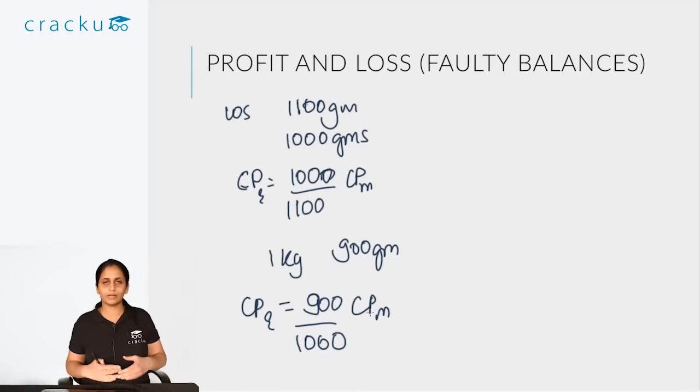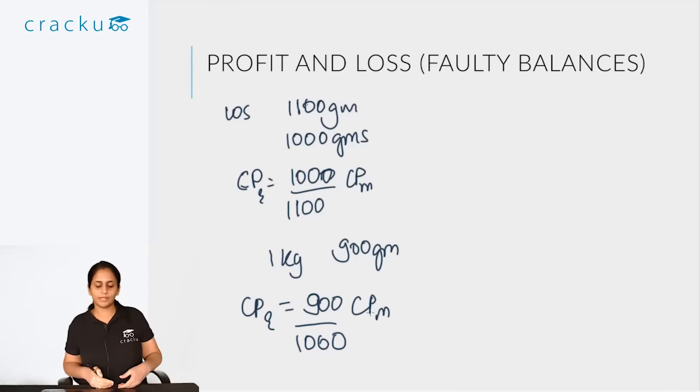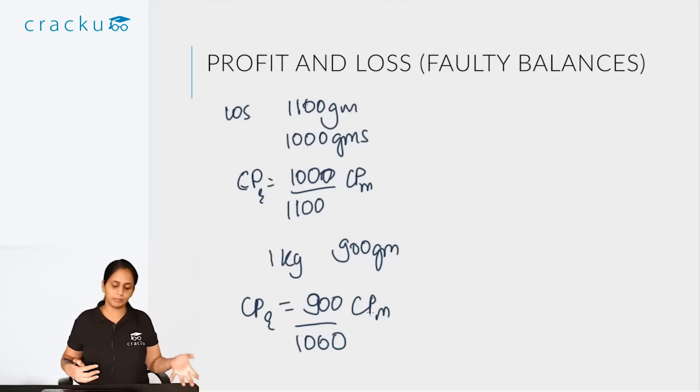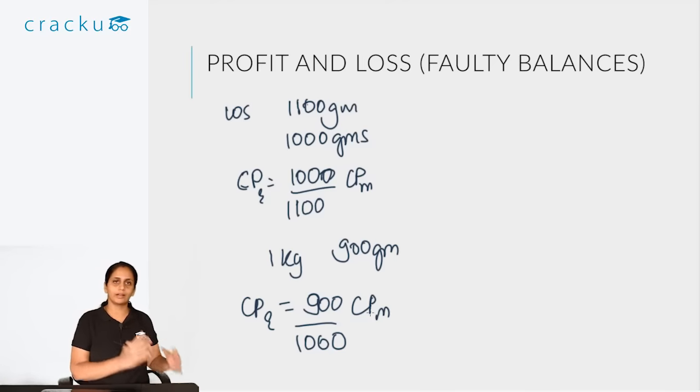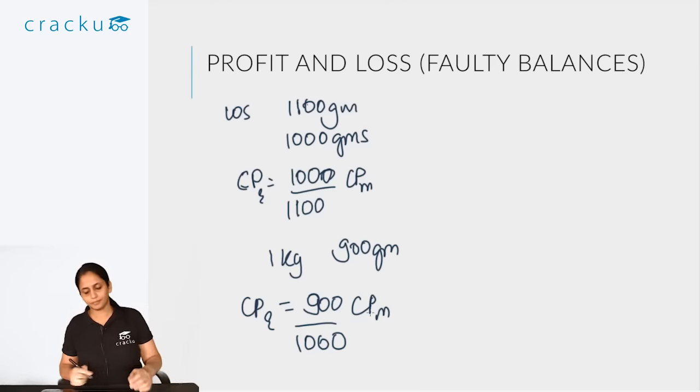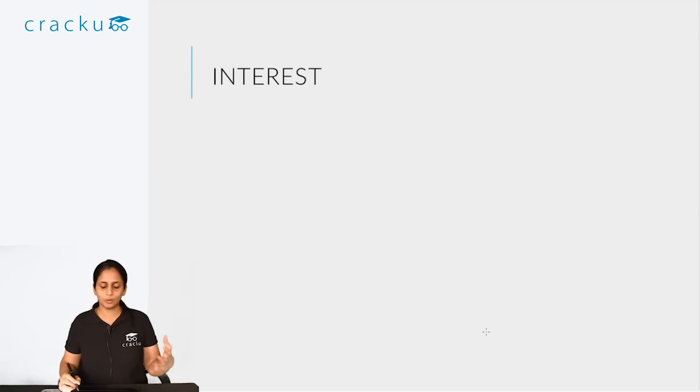So once you calculate the effective cost price, irrespective of whether the person is cheating while buying or cheating while selling, you will be correctly calculating the end profit percentage. So just focus on calculating the correct effective cost price for the person. So this is the basic fundamentals for profit and loss. Let's move on to interest.